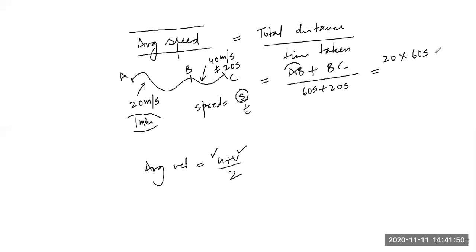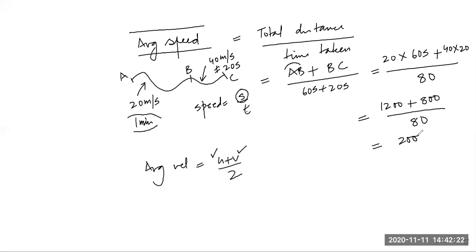20 into 60 plus, what is BC? 40 into 20 seconds, divided by 80 seconds, right? So this is equal to 60 into 20, please speak. This is equal to 4 to the 8 divided by 80, right, students? Am I right? This is equal to 2000 by 80. Can you hear me, students?